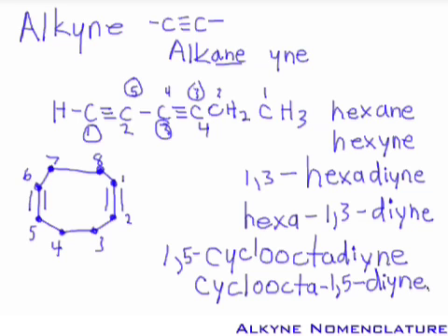So the alkyne nomenclature works very much similarly to what we've seen in the alkene nomenclature. But what happens when you get a molecule that combines both nomenclatures in a single molecule?